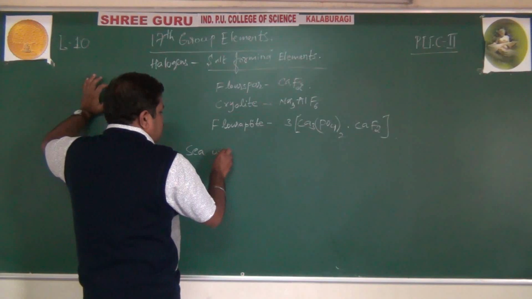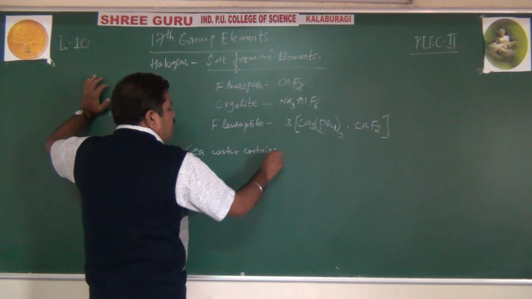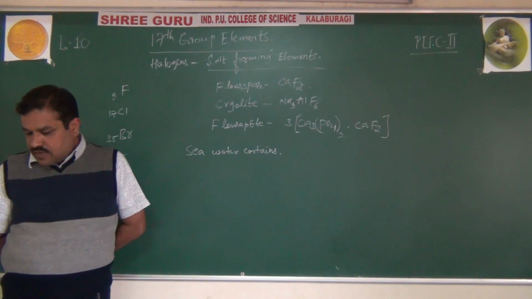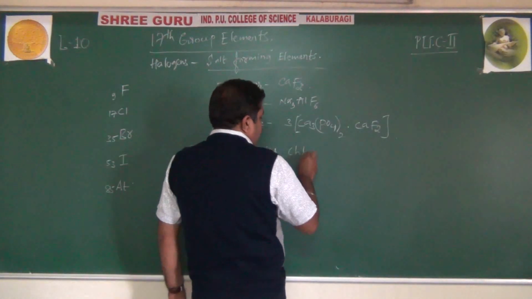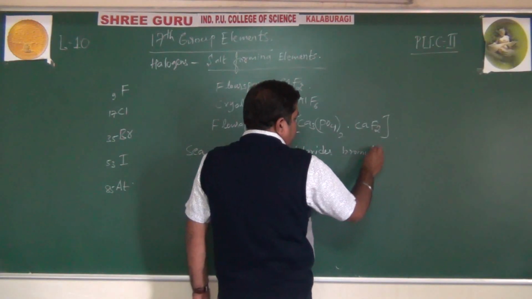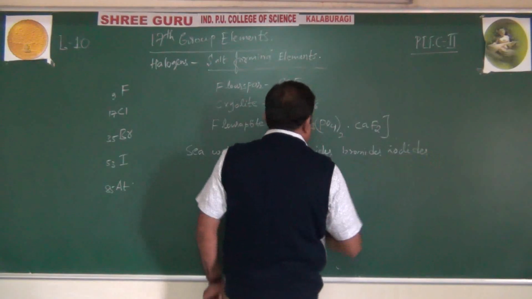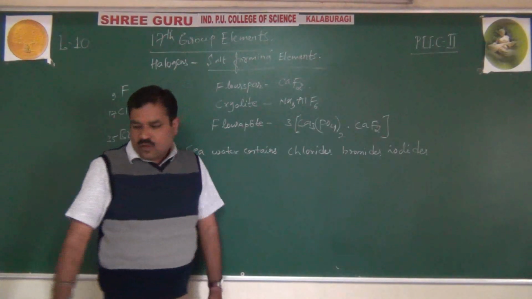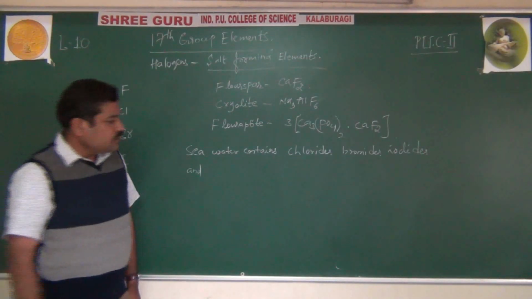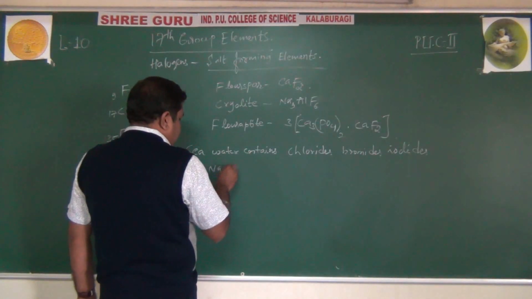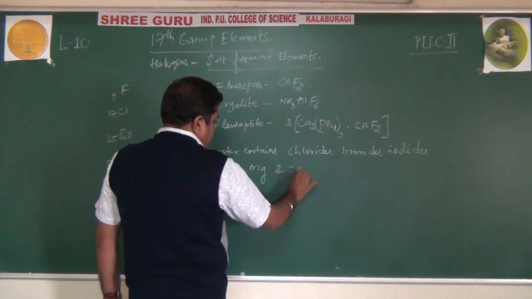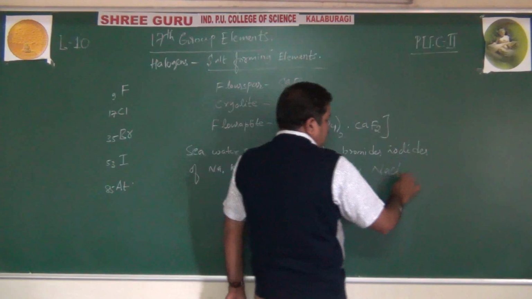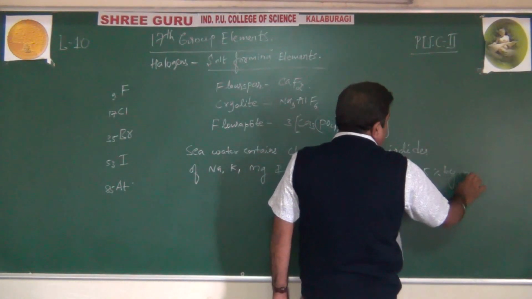Seawater, especially, contains the chlorides and fluorides. Fluorine is fairly abundant, but seawater contains chlorides, bromides, iodides, and also the salts of sodium, potassium, magnesium and calcium. And sodium chloride, NaCl, is 2.5% by mass.